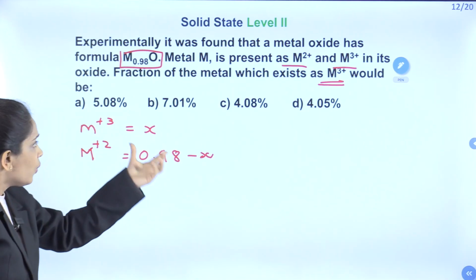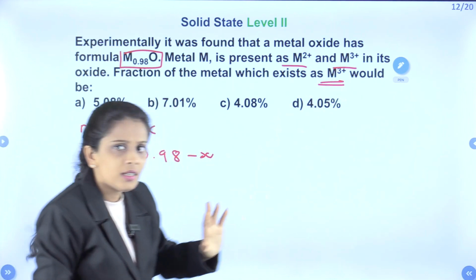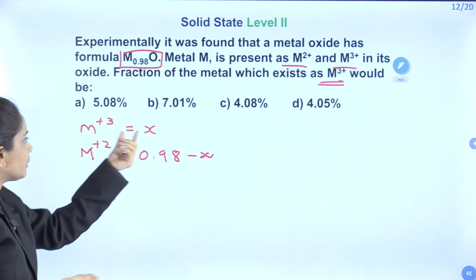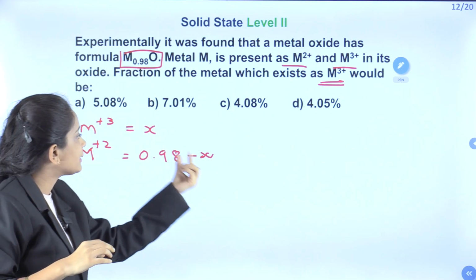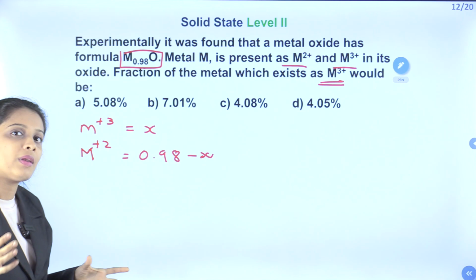I am repeating myself. We want to find for M plus 3. To make this simple, I have assumed it as X. For M plus 2, what? The total minus X, the remaining would be for M plus 2.